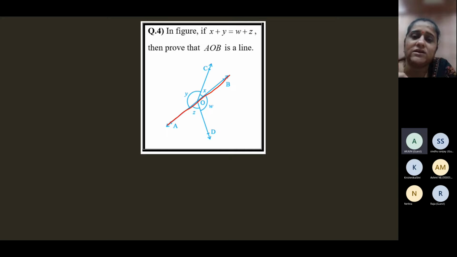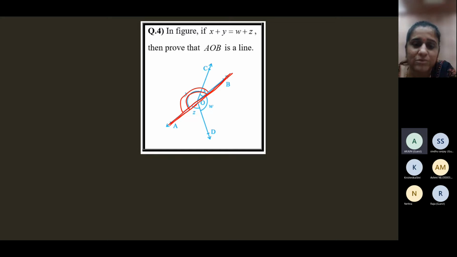See, if it is a straight line, then the sum of all the angles on it is equal to 180 degrees. To prove that it is a straight line, you need to prove that the angles on it equal 180. So here you must prove that x plus y is equal to 180 or w plus z is equal to 180. You cannot say that AOB already looks like a straight line, so definitely x plus y is 180. No, only when it is given AB is a straight line, you can say x plus y is 180.